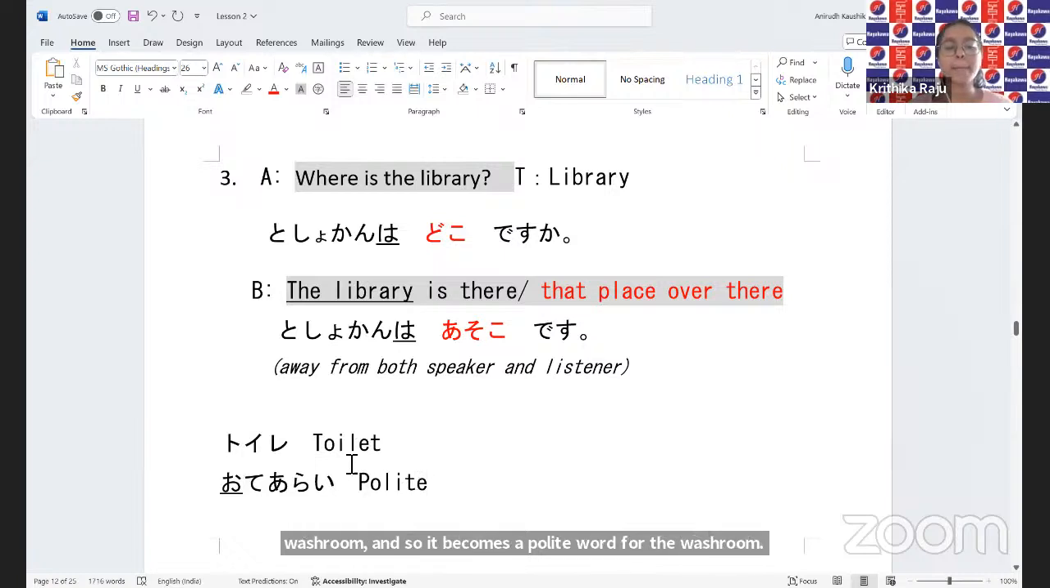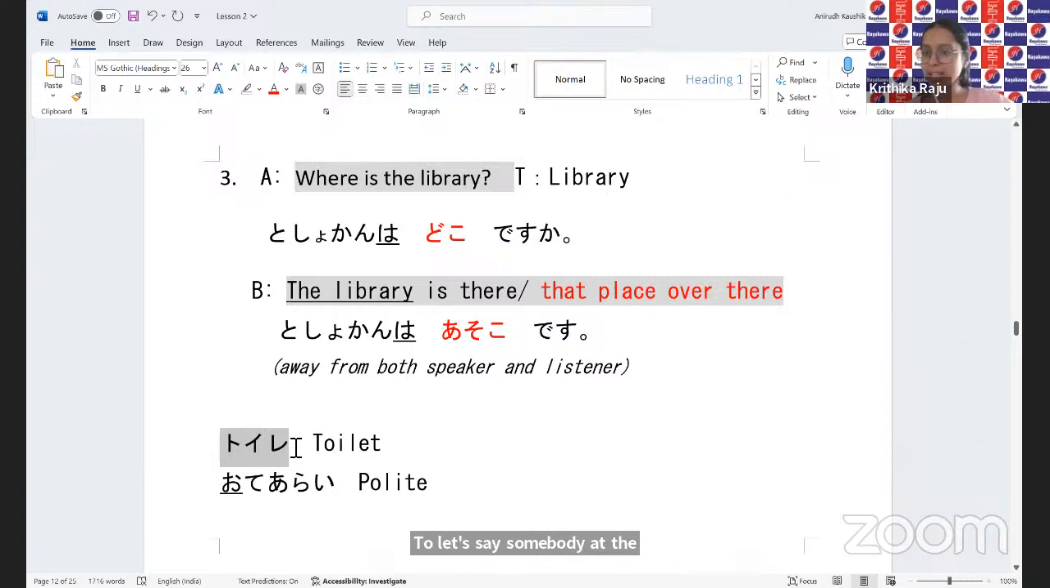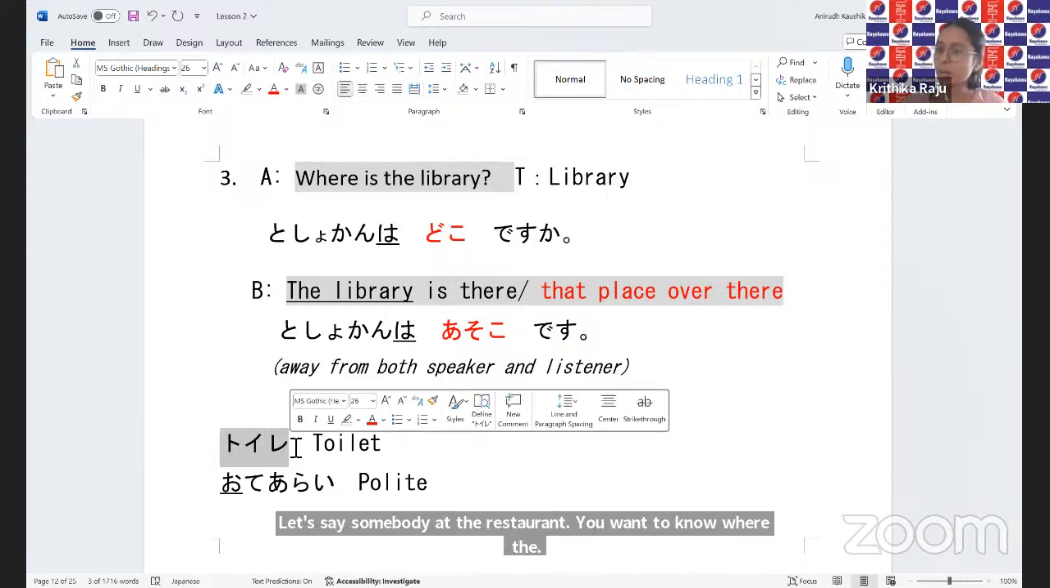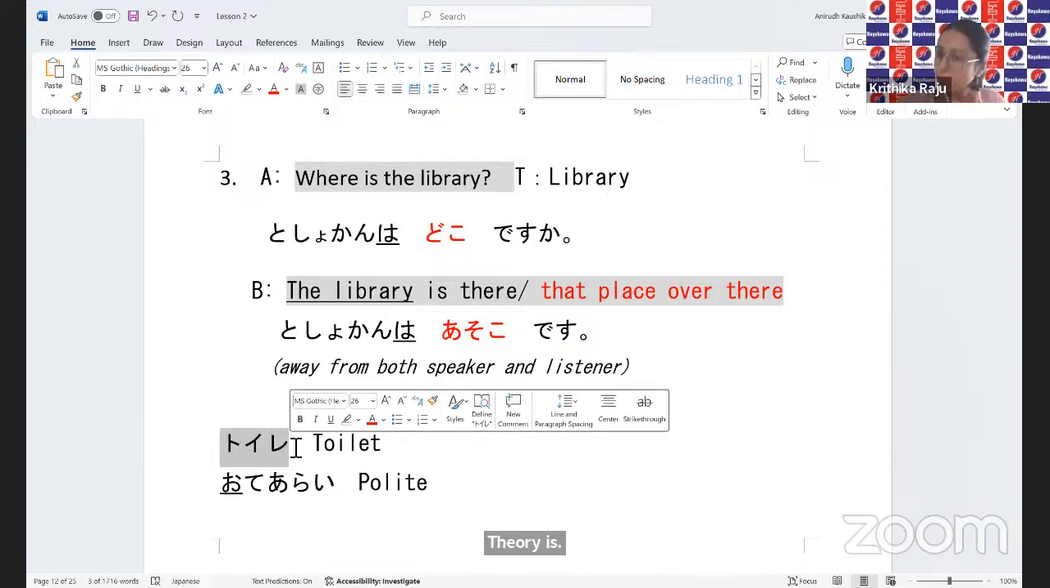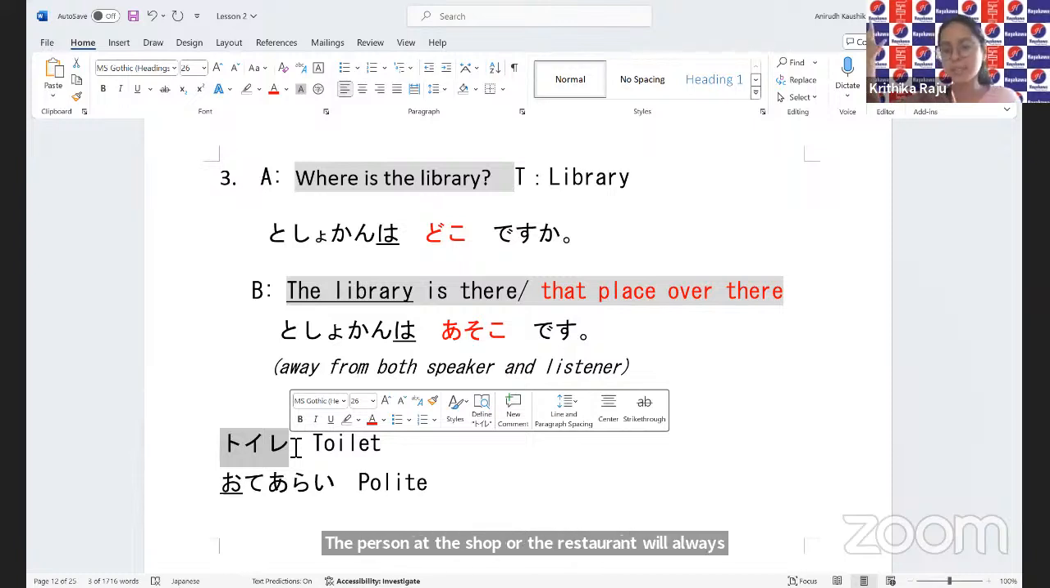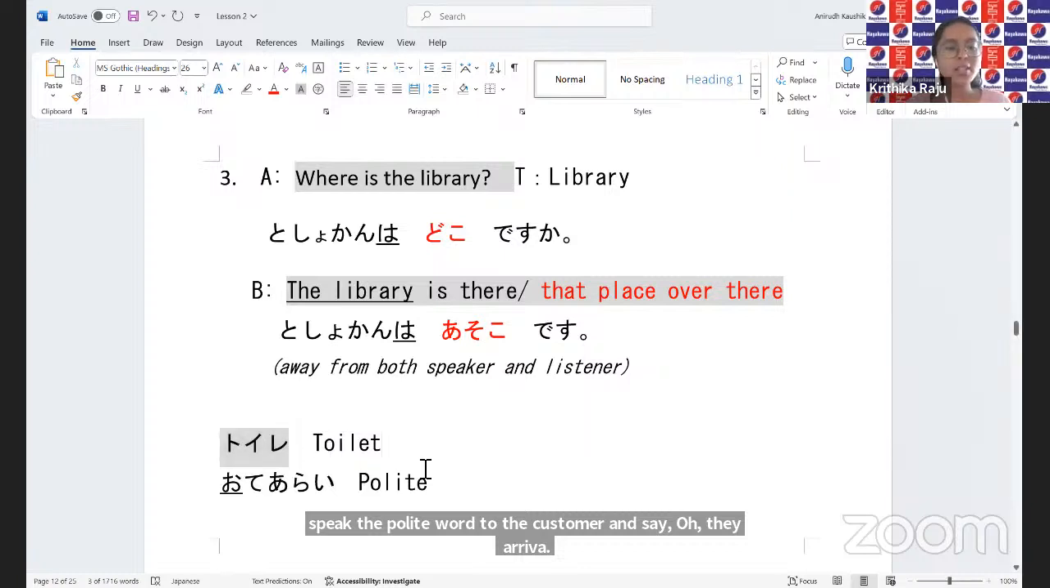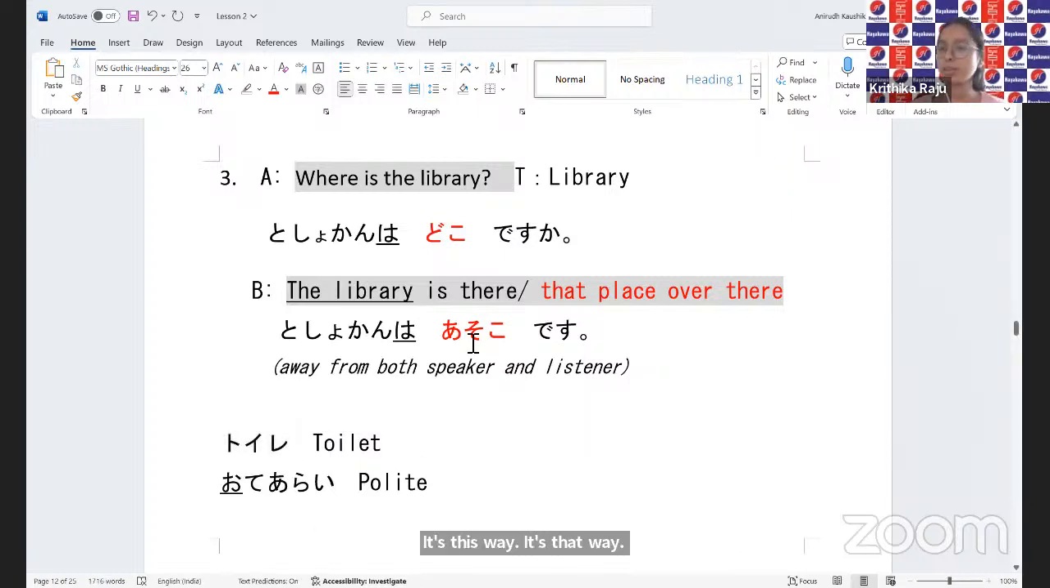Even as a customer, if you use the word toire with somebody at the restaurant, asking where the toire is, the person at the shop or the restaurant will always speak the polite word to the customer and say, otearai wa. It's this way, it's that way. So let's talk about where the toire is.